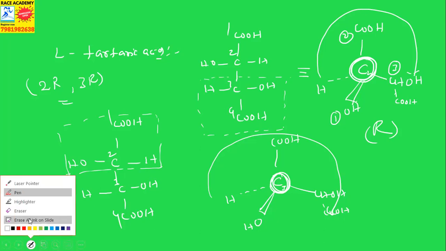So what is to be noted carefully here is that the RS system is merely a nomenclature device. It has nothing to do with the sign and magnitude of the optical activity. For example, a complete description of an optically active compound must include both the direction of rotation, so we have plus and minus, and the configuration of the compound, R or S. So this is R, this is S.